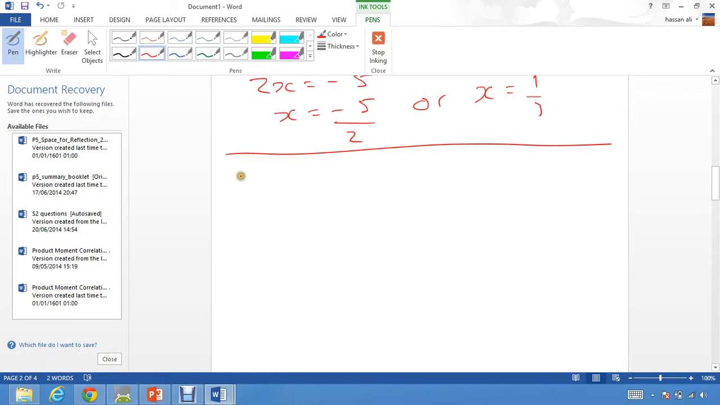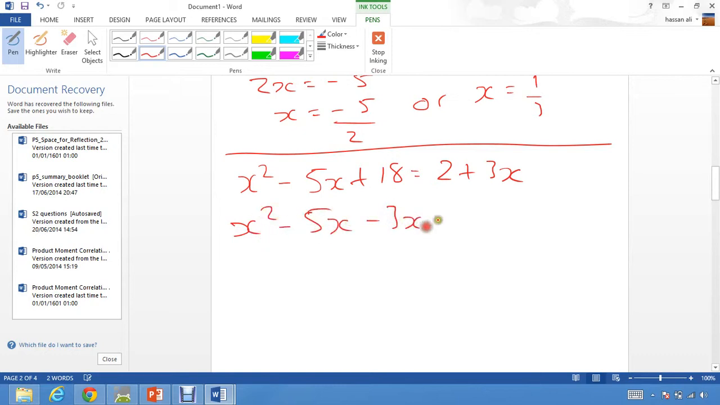Now this one here, they don't always have to give it to you equal to 0. They can give you another expression on the other side. So x squared minus 5x plus 18 will equal plus 3x. Feel free to pause the video if you want to attempt this question. Remember, make it look like whatever you already know. Make this side equal to 0, so I'll collect my like terms. Minus 5x minus 3x plus 18 minus 2. All of that is equal to 0. Simplify your answer: x squared minus 8x plus 16.